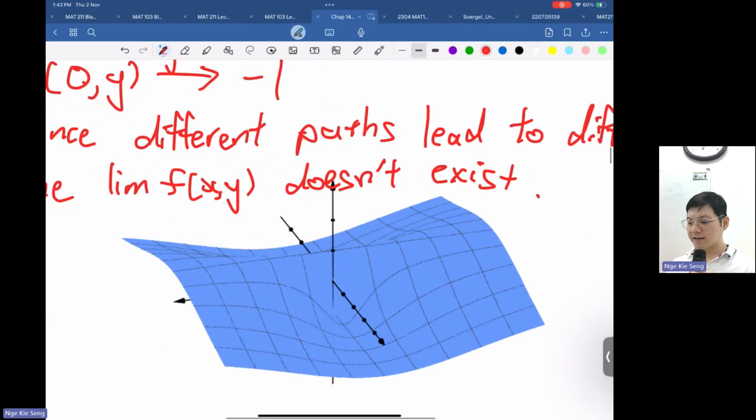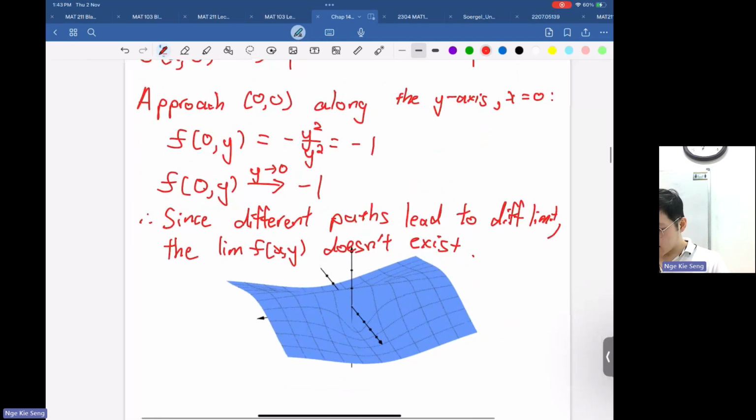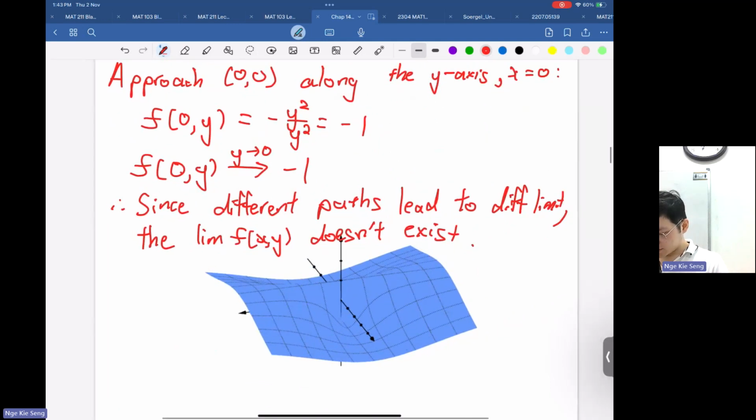I think you can draw a nicer picture with a 3D graphing tool online. Let's look at this picture here. So where's my x and y axis? If I go along the y axis, I should get negative 1. So here is y. If I go along the x-axis, I get positive 1. So here is x.